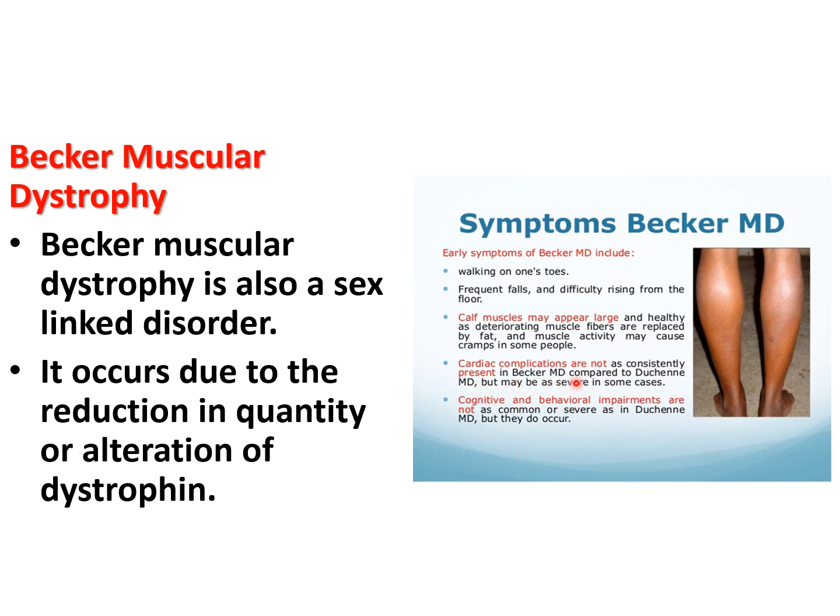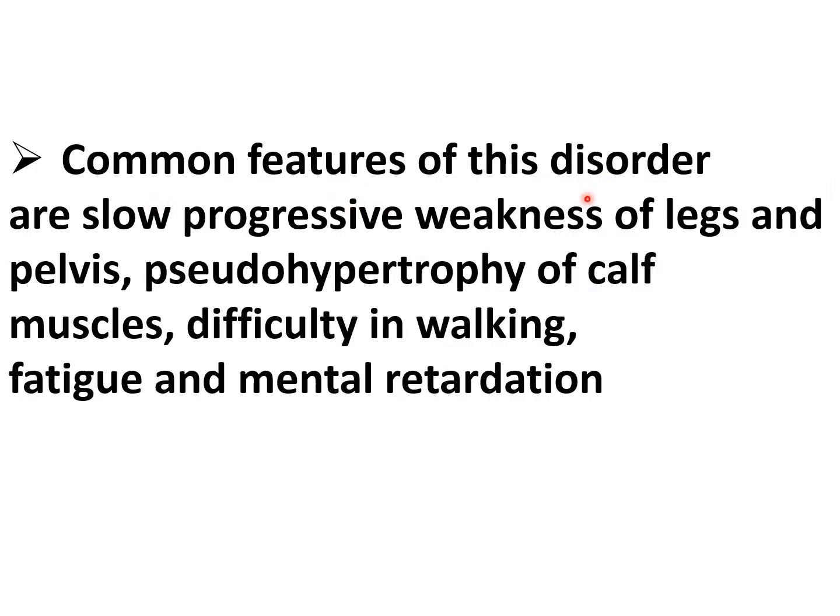Cardiac complications are not as consistently present in Becker's muscular dystrophy compared to Duchenne muscular dystrophy, but may be as severe in some cases. Cognitive and behavioral impairments are not as common or severe as in Duchenne muscular dystrophy, but they do occur. Common features of these disorders are slow progressive weakness of the legs and pelvis, pseudohypertrophy of calf muscles, difficulty in walking, fatigue and mental retardation.